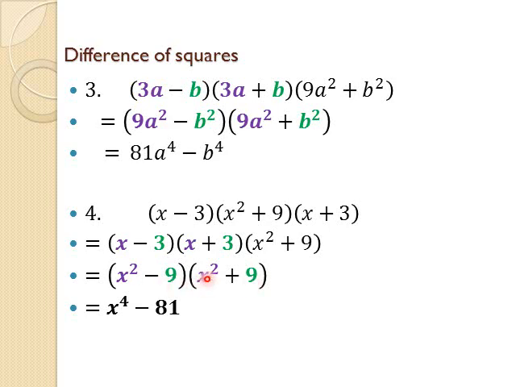So x squared times x squared, x to the power 4. Negative times positive gives me negative. 9 times 9, 81. Right, so I hope you understand.